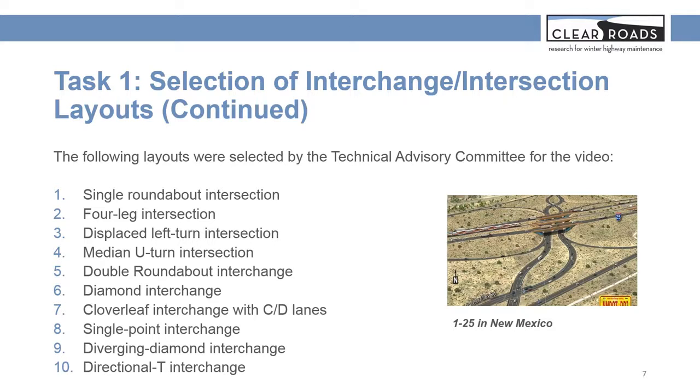First, single roundabout, 4-leg intersection, displaced left turn intersection, and median U-turn intersection. So there are 4 intersections, and also 6 interchanges. They are a double roundabout interchange, a diamond interchange, a cloverleaf interchange with CD lanes, a single point interchange, a diverging diamond interchange, and a directional T interchange.